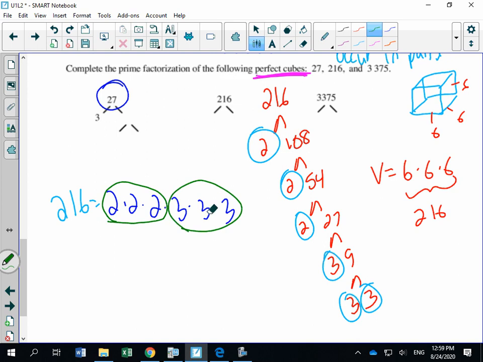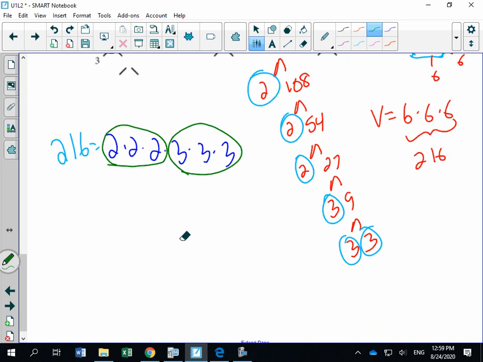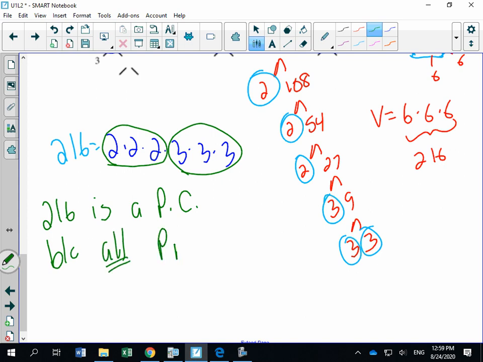And 216 is a perfect cube. Why is it a perfect cube, you guys? Because all prime factors occur in triples.